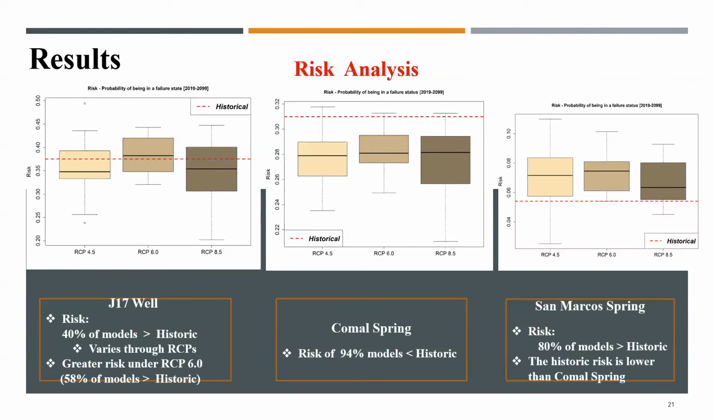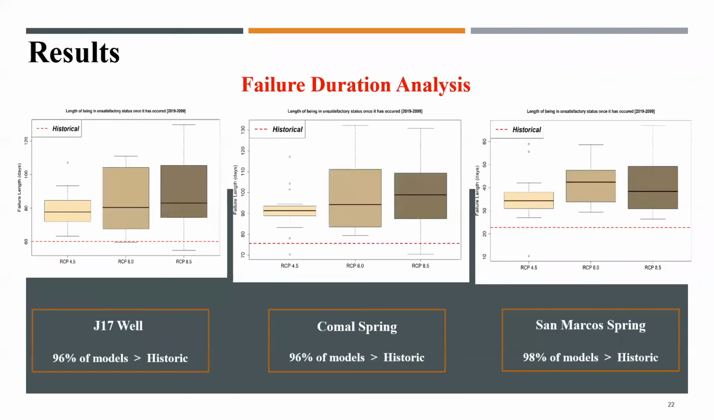Here we used about 40 different climate change models under various scenarios. Same thing, the failure duration. This is how long, once a failure sets in, how long will that system stay under the failure state? Or like, once I get into a conservation mode, how long will I have to stay in that conservation mode? Again, we are seeing about 96% of the models say that that's going to be more than your historical mean, which is shown in that red line there.